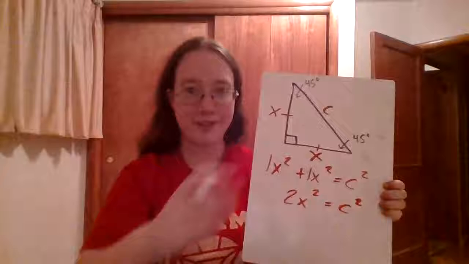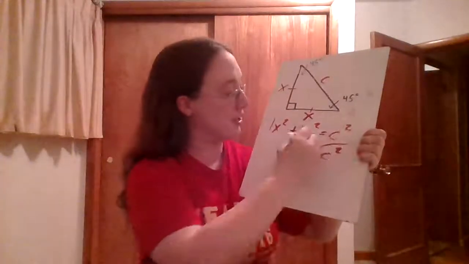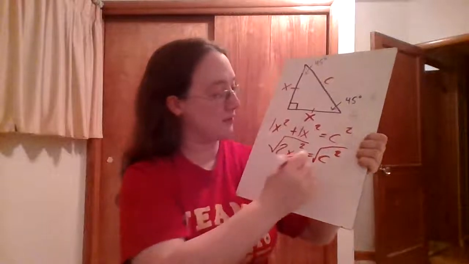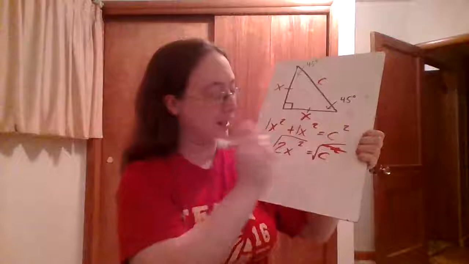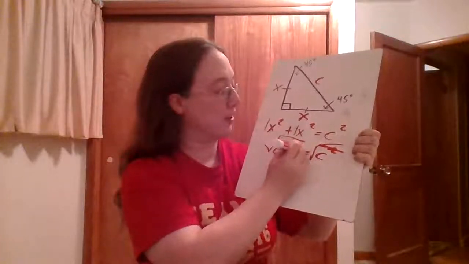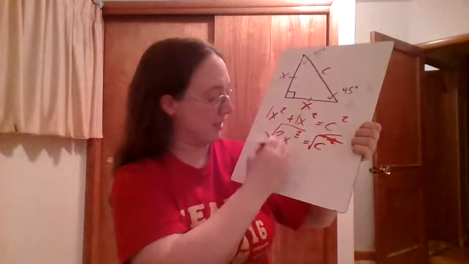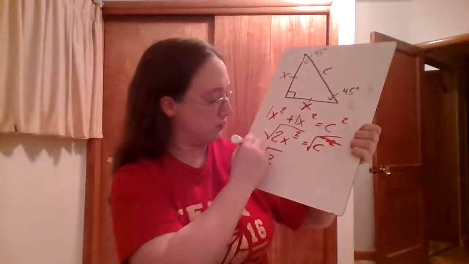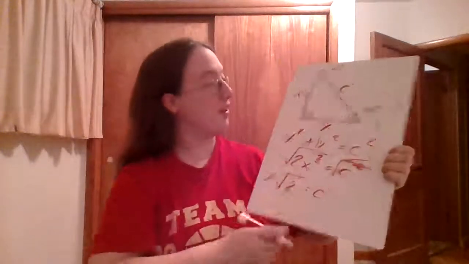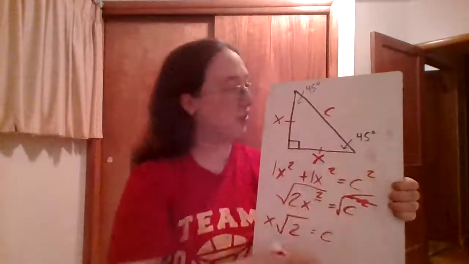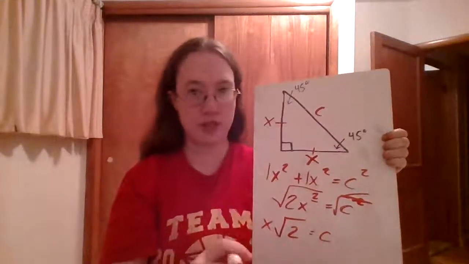So then if we want c, we're getting rid of squaring something by square rooting it. So I'm going to square root that. I'm going to square root that. That cancels out that squared over here. And it cancels out this squared. So the only thing left under that square root is that 2. So this hypotenuse here is whatever this side is times the square root of 2.